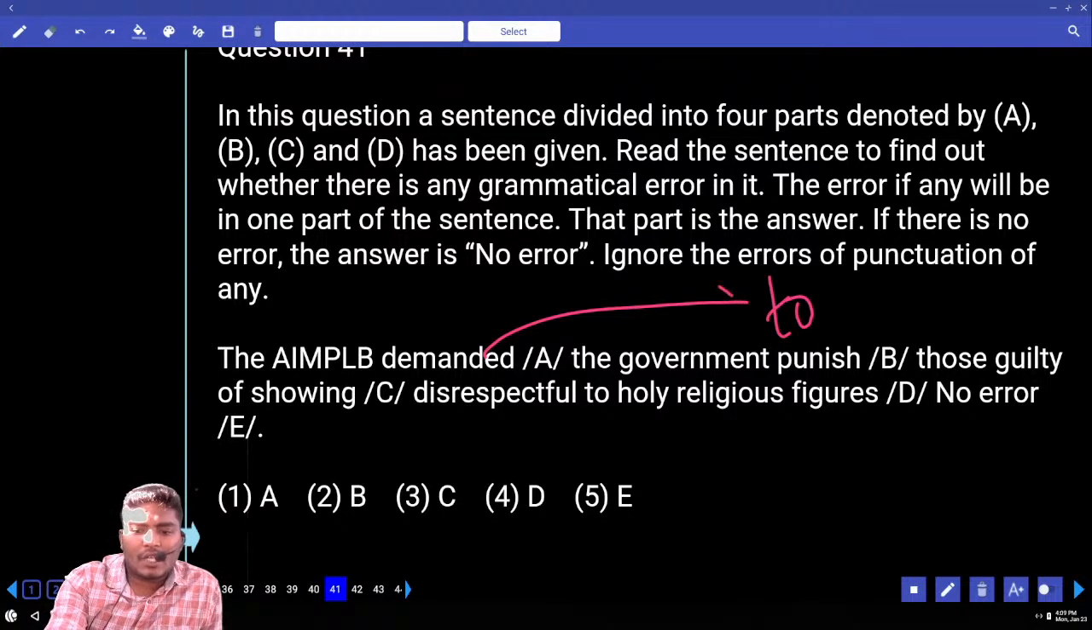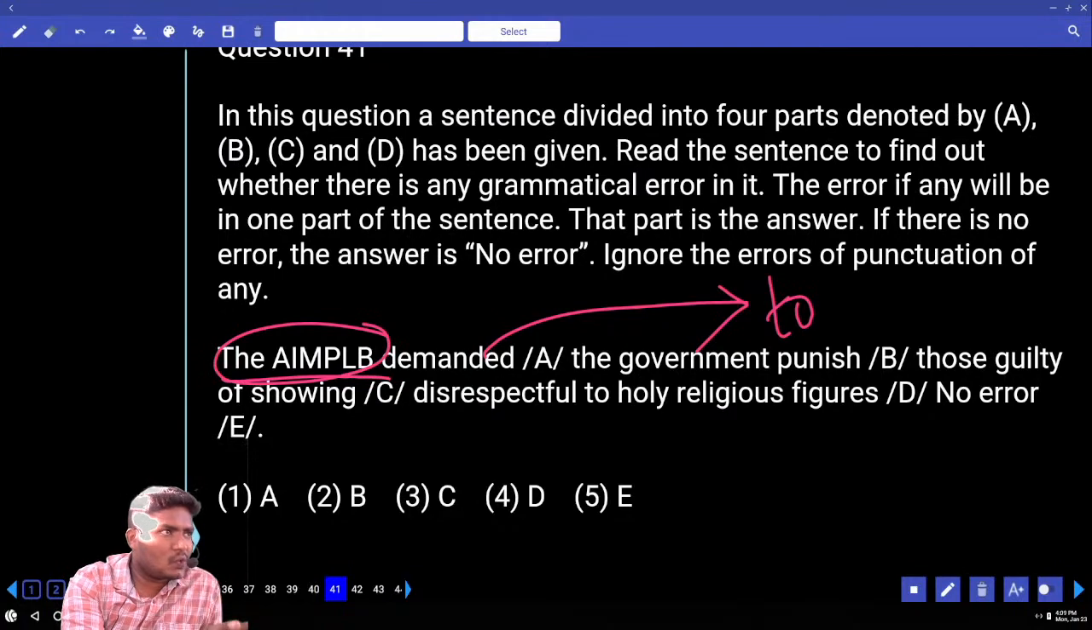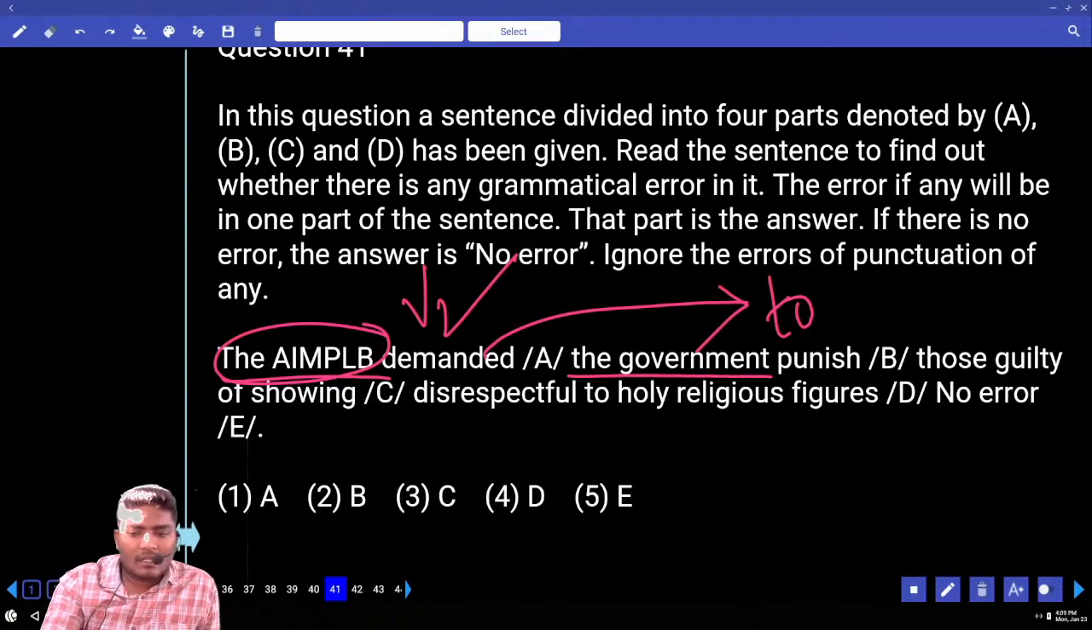Demand to punish, ask to do something. Demand is followed by to. What demanded? The AIMPLB. This is the name of an institute, an organization. This organization demanded whom? Demanded the government to what? To punish. To punish whom? To punish those guilty of showing something.